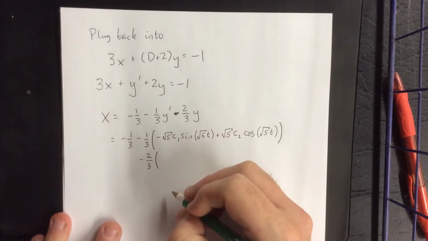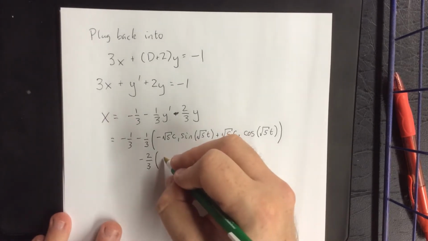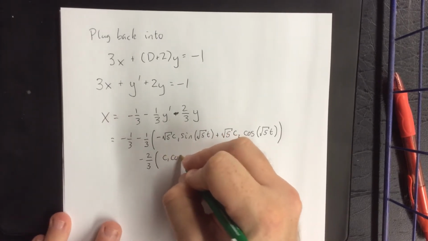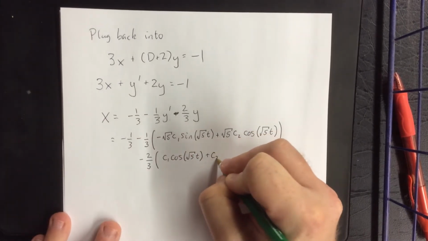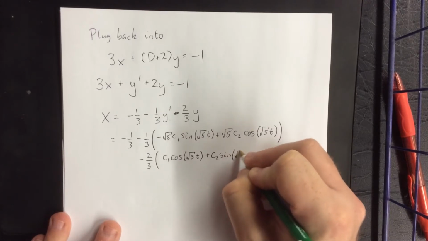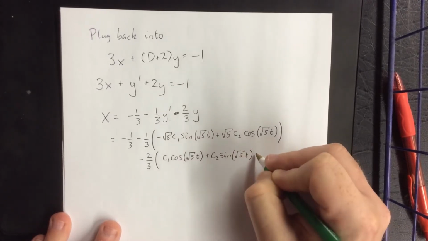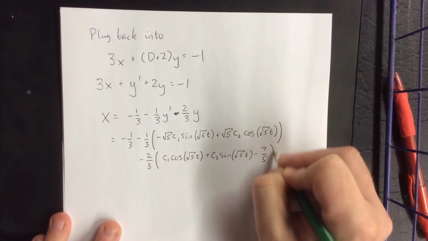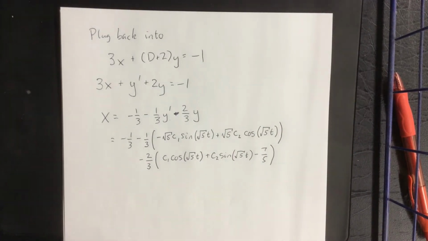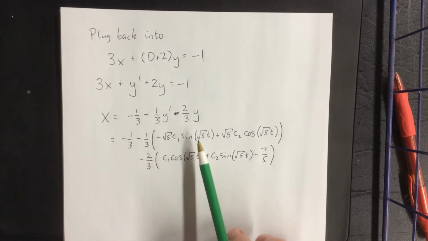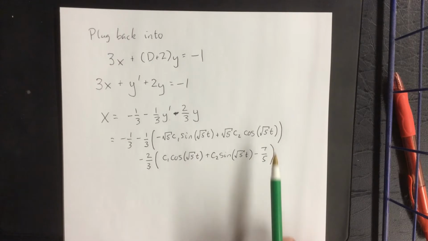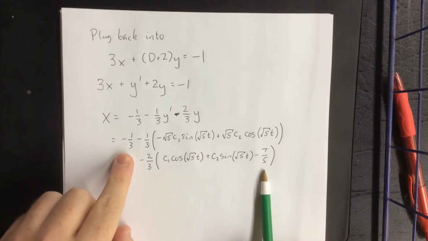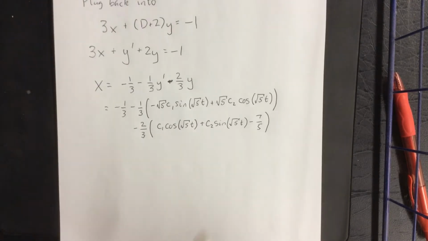Minus 2/3 of, let's plug in the original y function that we have, which is this right here, minus 7/5. So it looks like we're going to wind up having three different kinds of terms. We're going to have sine of the square root of 5 times t terms, cosine of the square root of 5 times t terms, and we do have a couple of constants in here as well. I would like to group appropriately.